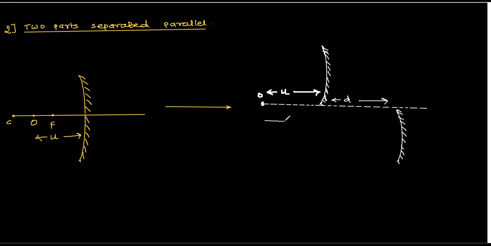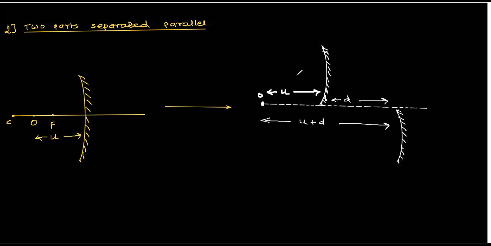Then for this mirror, your object distance will be what? u plus D, and so from this you can find out anything you want. So this is your u for this part, and this is your u for this part, and whatever images are getting formed, you can calculate using the mirror formula in such cases. Understood?